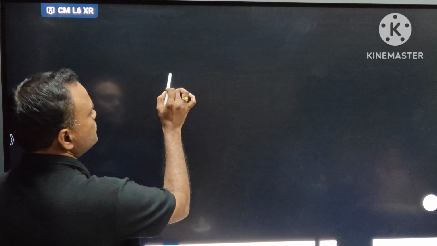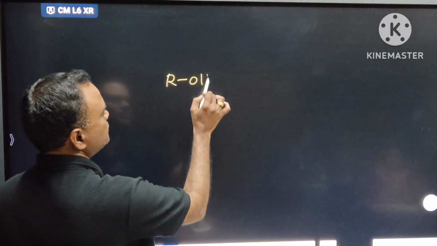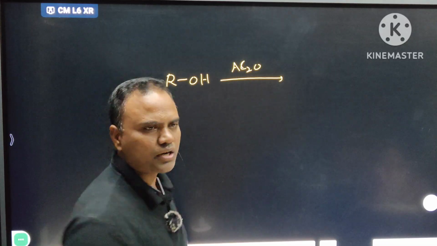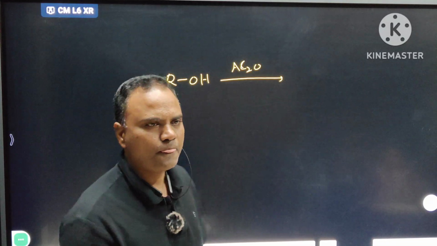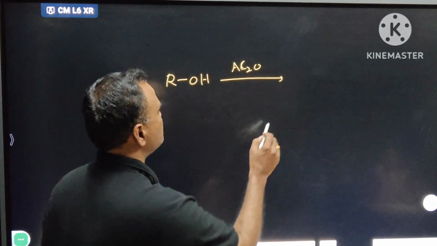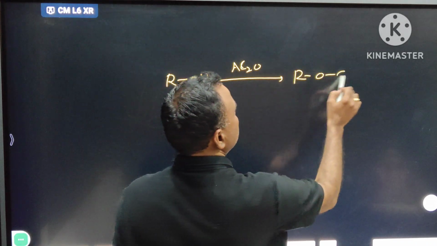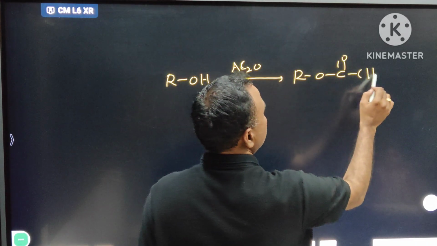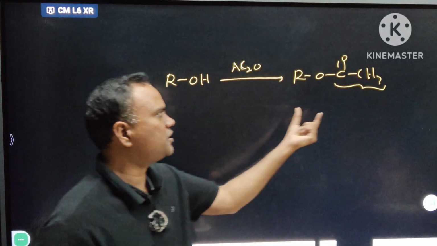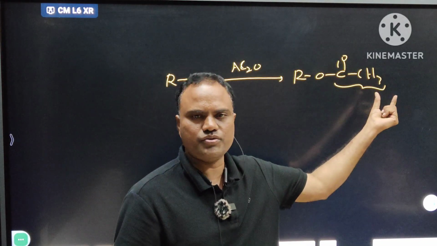Glucose when treated with acetic anhydride, Ac2O. First of all, see this general reaction. This is used for acetylation; an acetyl group is introduced. ROCOCH3 is the acetyl group. If one OH is present, one acetyl group is introduced.